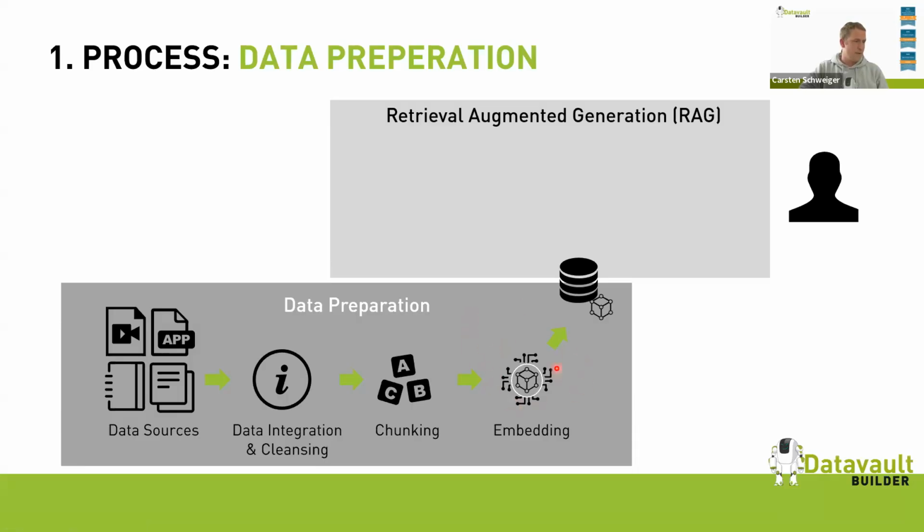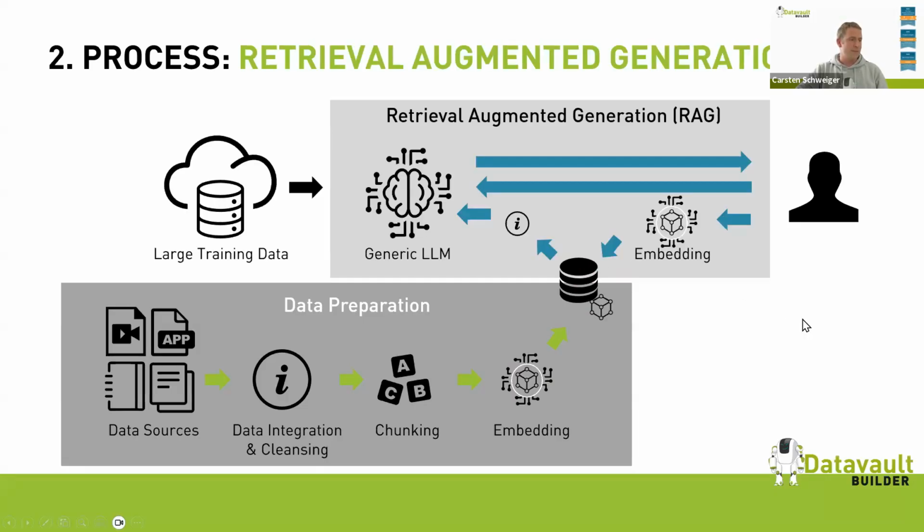So here, the embedding to the vector database, we will have a slide soon to explain that more in detail. Also the chunking. To have these, let's say, interface between these both worlds, the data preparation and the retrieval augmented generation. The second process then is the communication from the user to the large language model with a question.